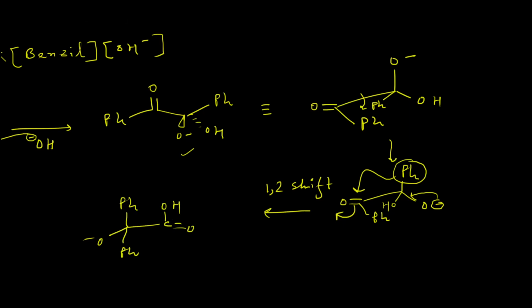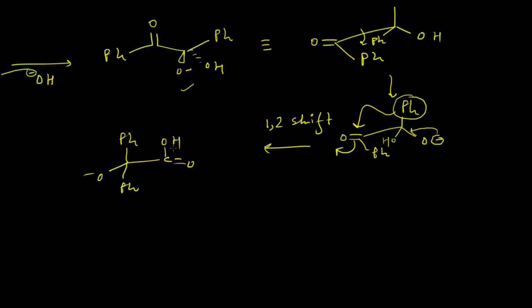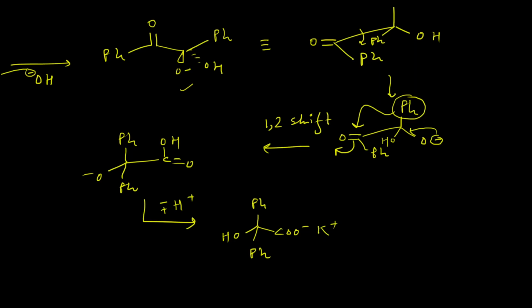Now a rapid proton transfer will take place from this carboxylic functional group to this alkoxide anion, and this will produce our final benzylic acid salt, and in this case it will be a potassium salt. So this is the overall mechanism of benzylic acid rearrangement.